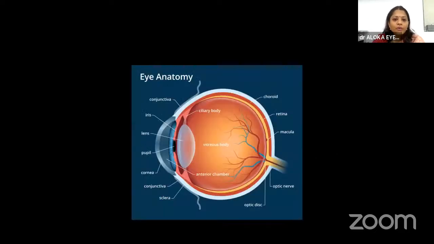Now, what do we know? As I'm talking to most of the pediatricians, let's go through the eye anatomy first. In the eye, the innermost layer of the eye is known as the retina. And this is a dynamic layer which takes time to start building up after the birth of the child.